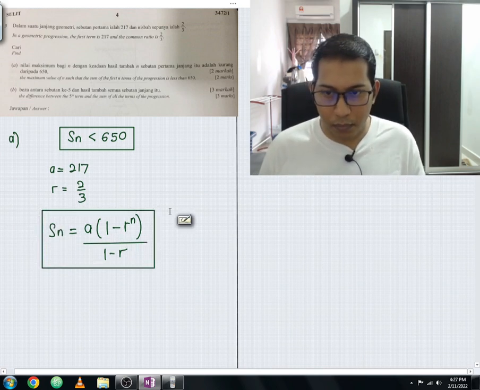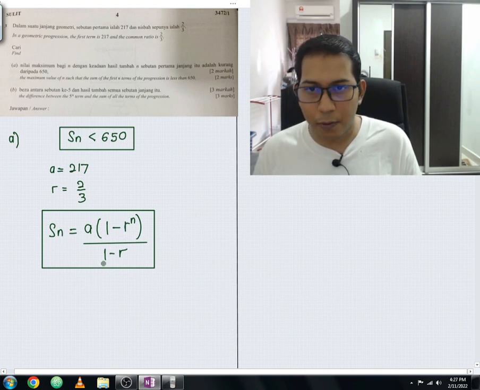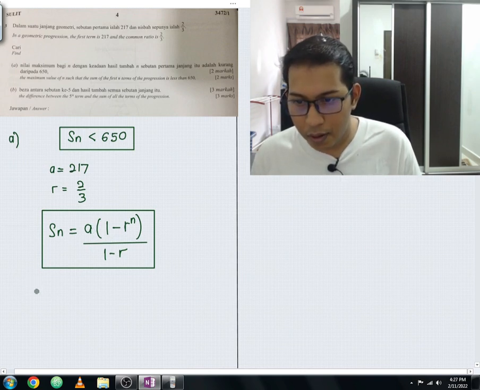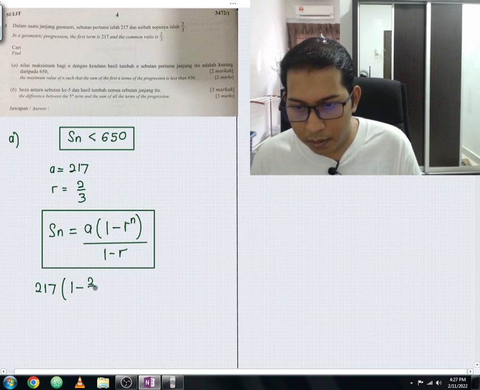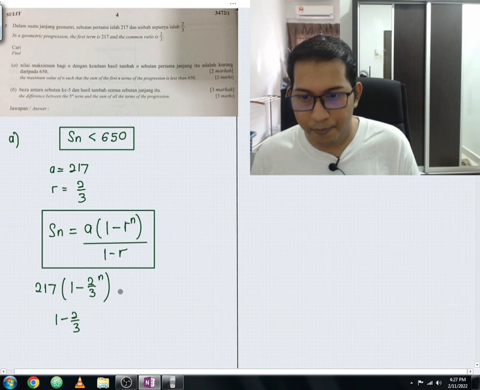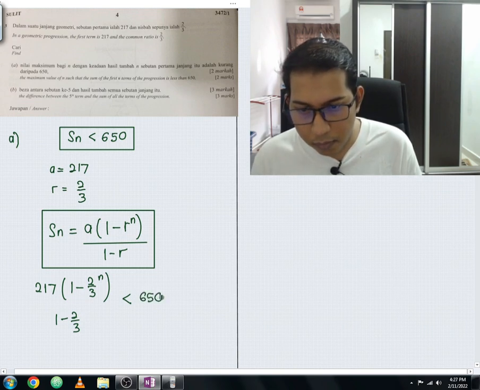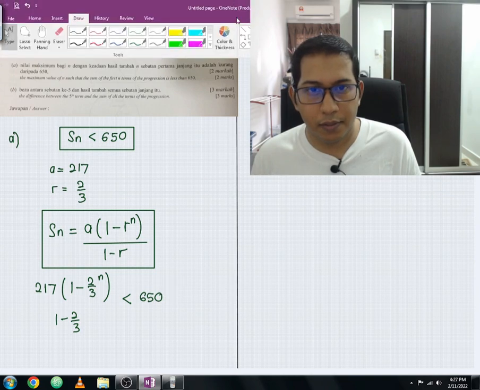So from here let us start our calculation. Let us substitute all the respective values into the equation. Given that our first term A is 217, in a bracket 1 minus 2/3 to the power of n, divided by 1 minus 2/3, should be less than 650. Let me underline the fraction.